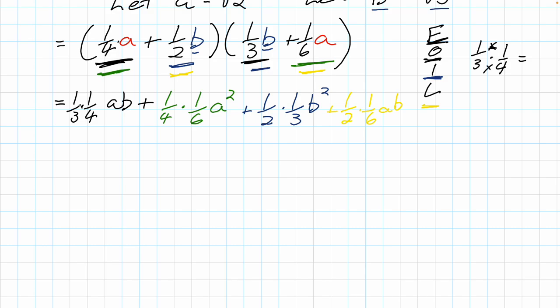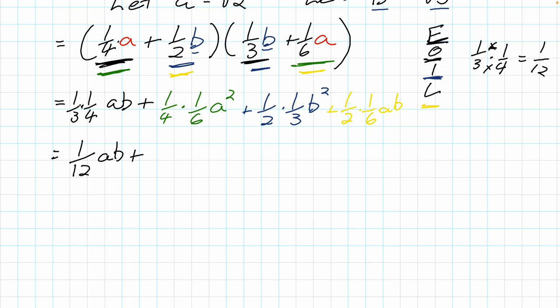So on the top, we get 1 times 1. That's simple. And then 3 times 4, 12. There you go. So we've simplified the coefficient. We have 1/12 times A times B. Okay, and we'll see. Maybe that AB will change into something as we move along once we put our radicals back in. We take a look at the second term.